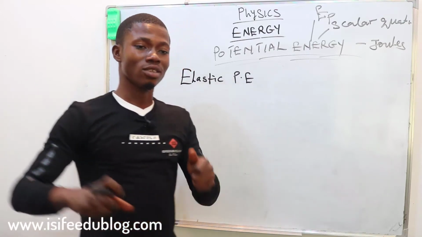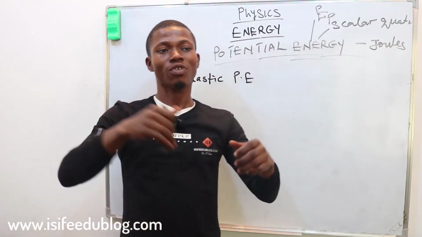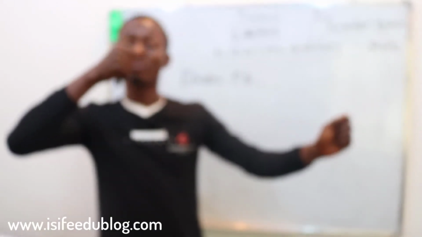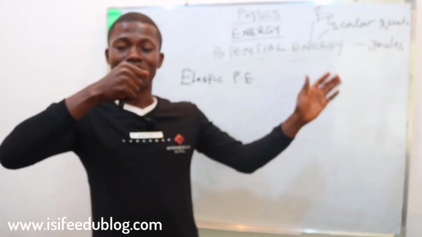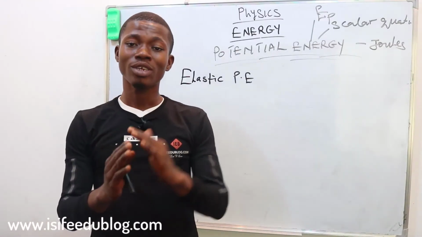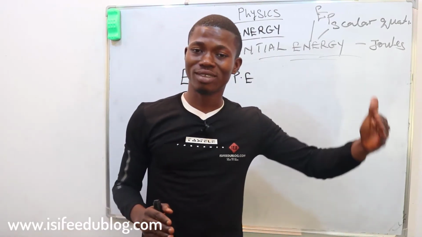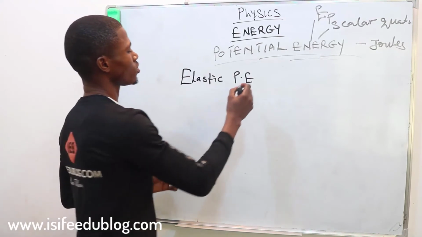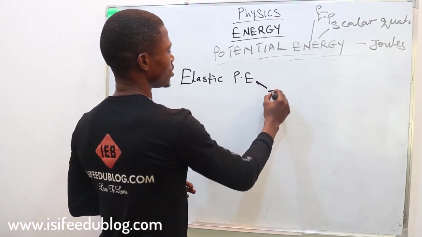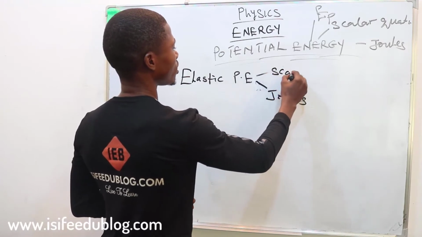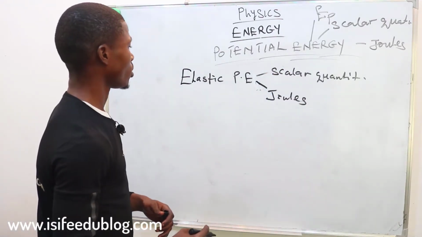Or let me say if you're using a bow, once you draw your bow, our arrow now possesses elastic potential energy, and once we release it, that elastic potential energy possessed by our arrow is now transformed into kinetic energy. So this elastic potential energy, as you all know, is measured in joules, and it is also a scalar quantity. So let's give some illustration of this.